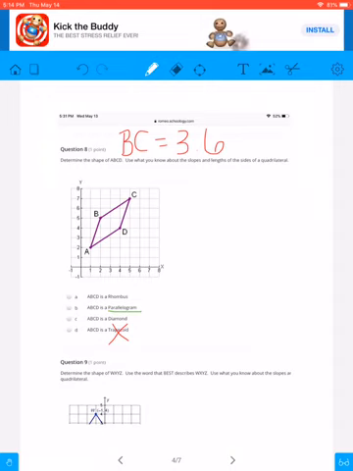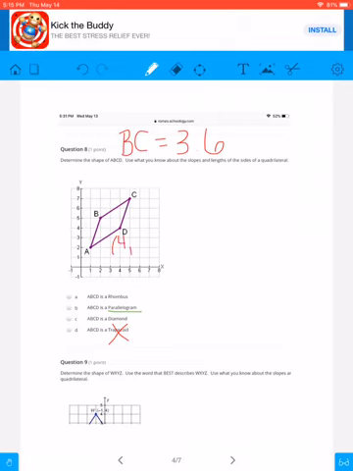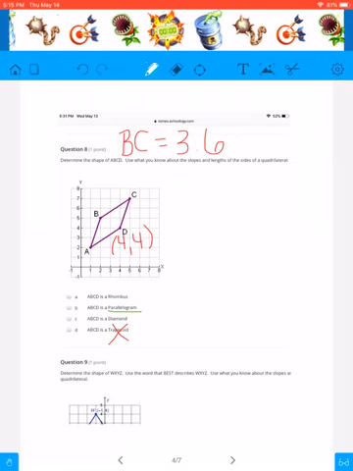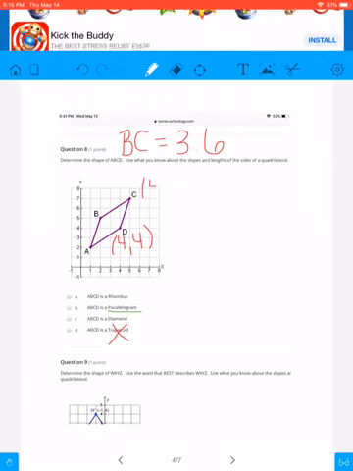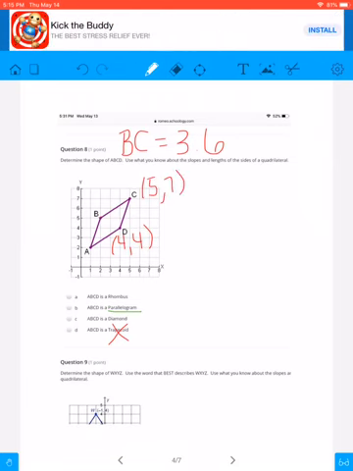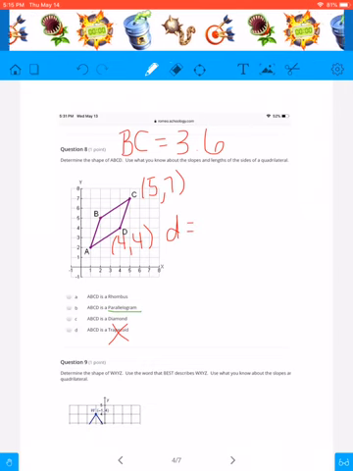So now we need to see if DC is the same measure. So now we're going to find the distance on DC, which is 4, 4. So this coordinate is 4, 4. C coordinate is 5, 7 again.